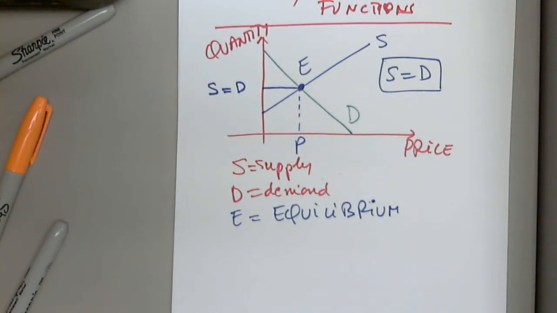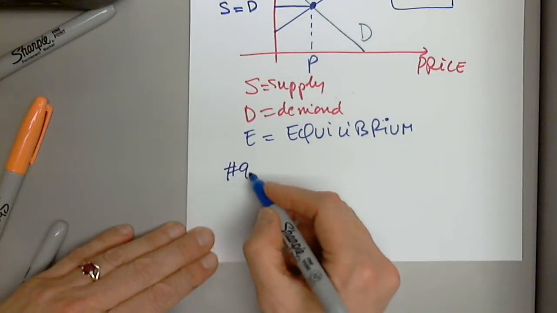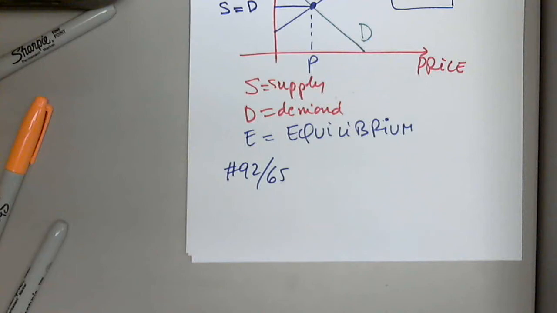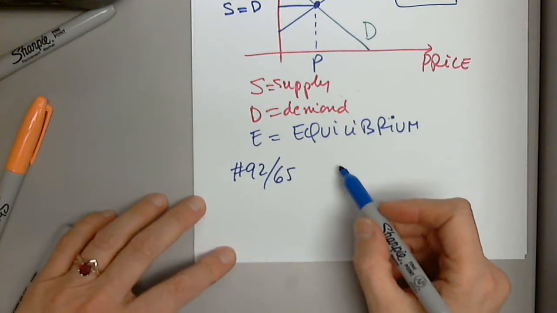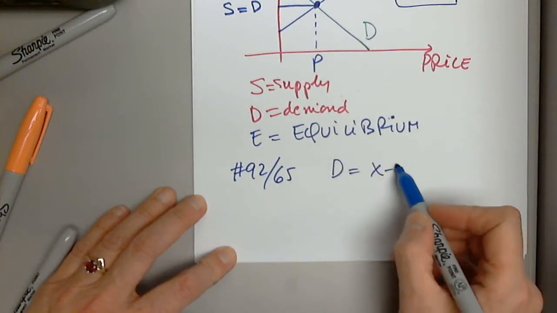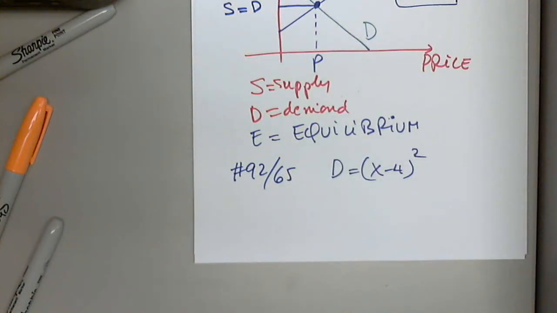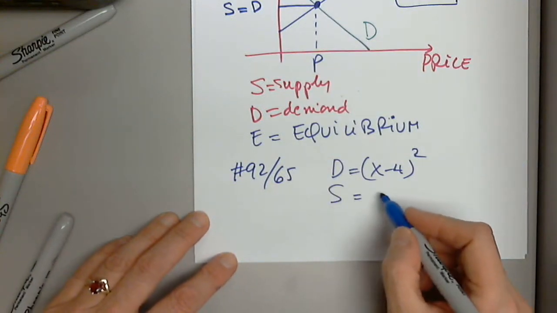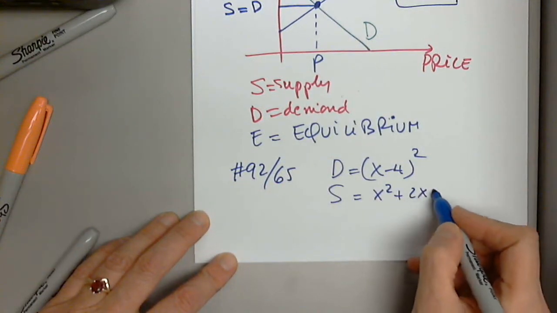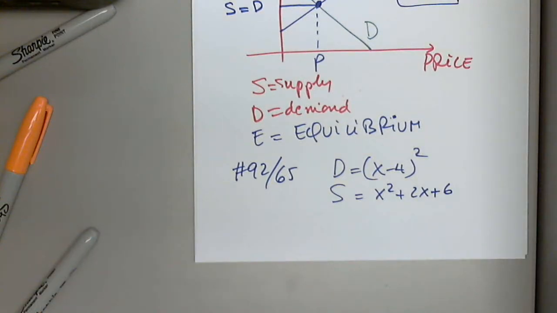So I'm choosing a problem, let's say 92 on page 65, in which we are given the demand. So the demand function is this, and the supply function is x squared plus 2x plus 6. And they're asking us to find the equilibrium point. Find the equilibrium point for each pair of demand and supply functions.